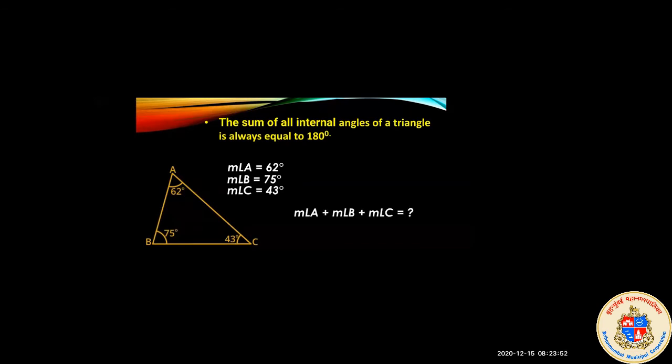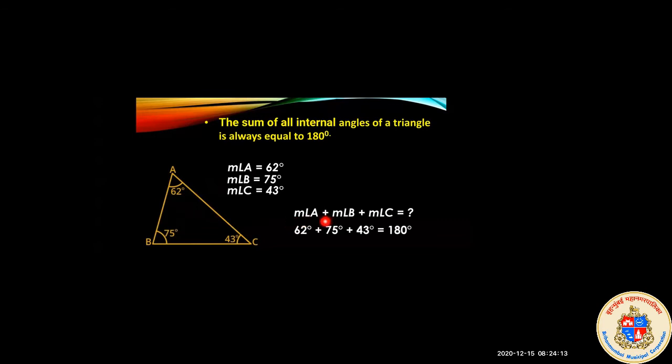So first, what we will do is add all the angles: angle A, angle B plus angle C. We have to do the addition. We have to find out the sum of the internal angles. Sum means addition. What is their total measurement?